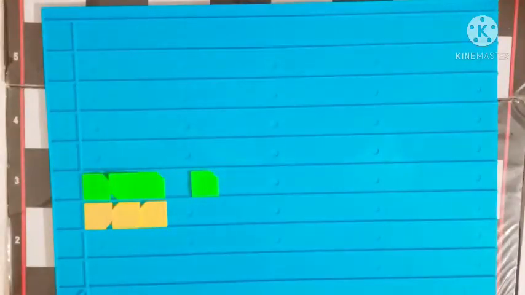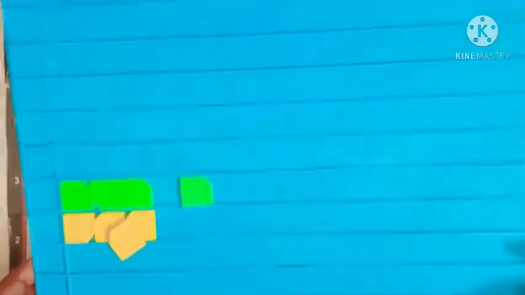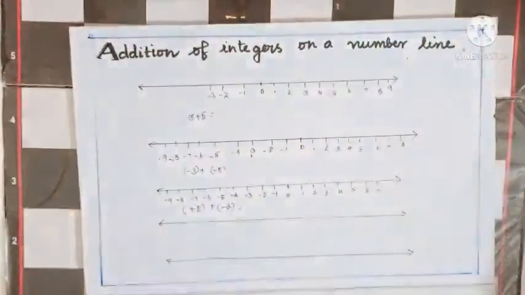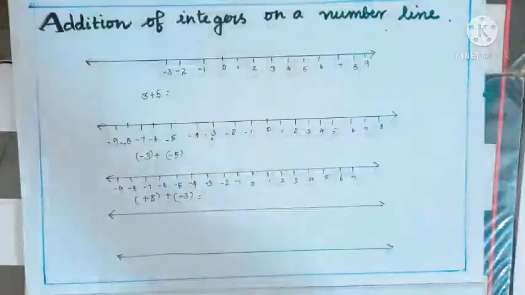Okay, fine. So this is a game. Likewise, if you have buttons like white button and black button or any color, you can play this same game. Fine. Now we are going to see addition of integers on the number line.